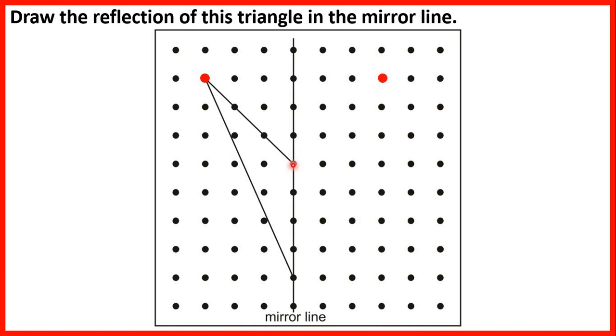And then this corner and this corner are both on the mirror line, so they will be on the mirror line when we reflect the shape as well. So all we need to do is join up our corners and we have our reflection.